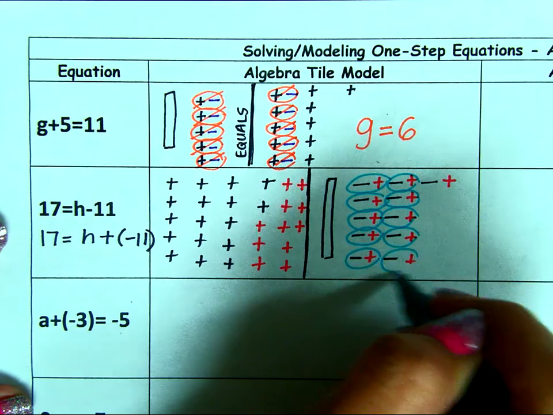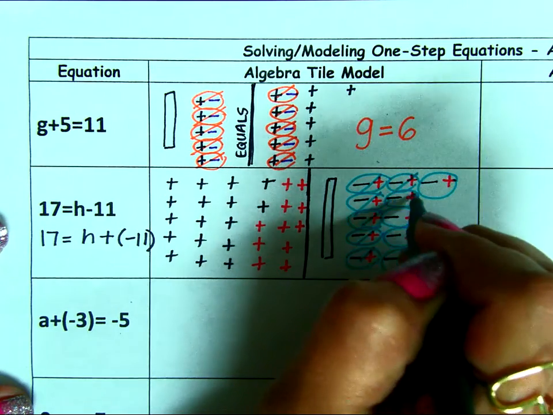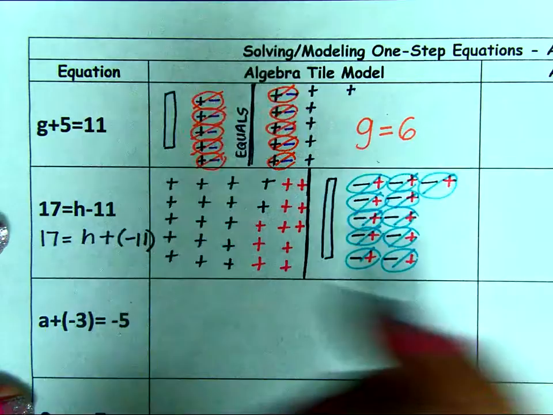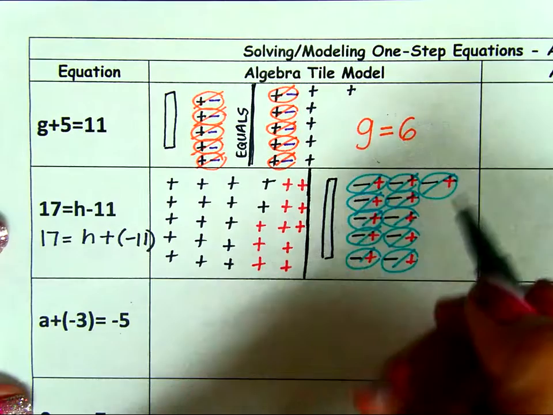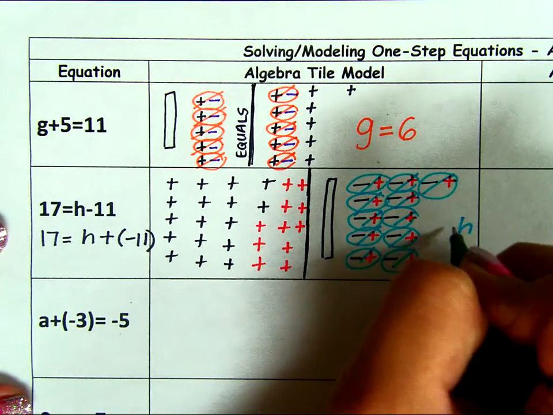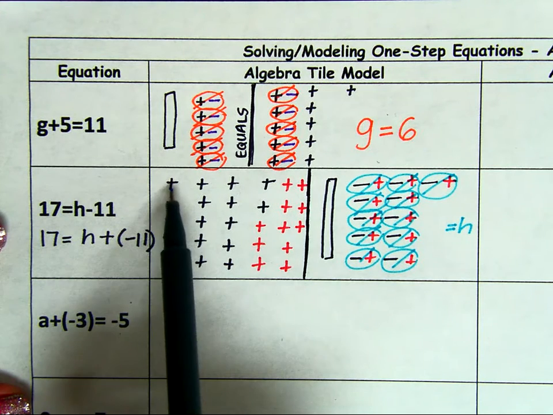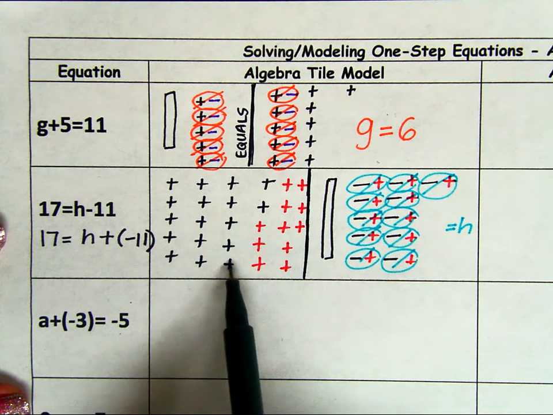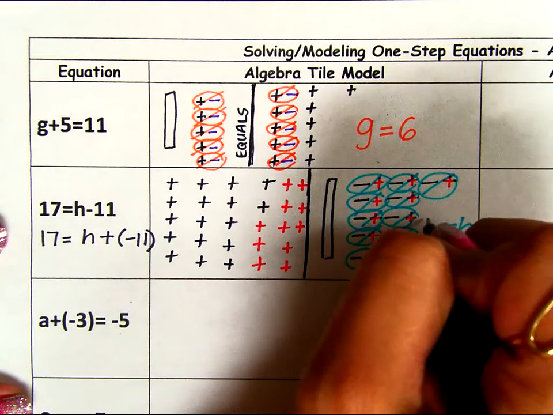Right? And again, I could have looped them all together. Just want to make sure we understand exactly what is happening. And then we have H on the right-hand side and our equal. So what do we have here on the left? We have 5, 10, 15, 20, 25, 26, 27, 28 positives. So in this case, H is going to equal 28.